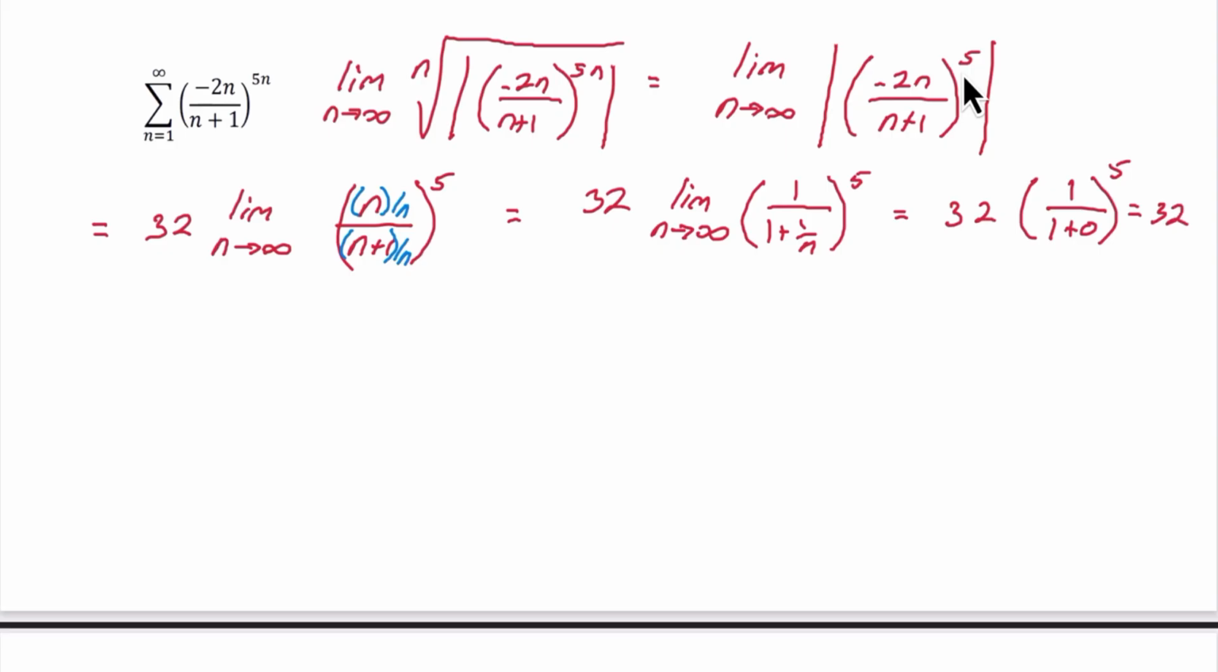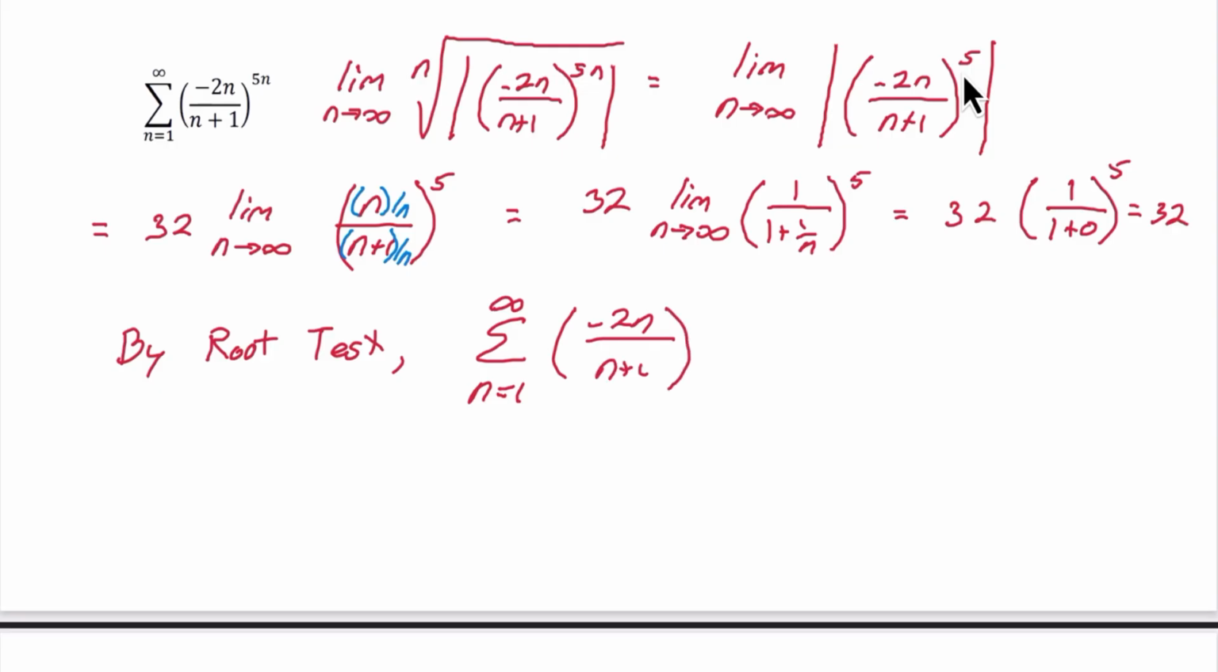Since that number is bigger than 1, by the root test, we can say that the series negative 2n divided by n plus 1 raised to the 5n diverges.